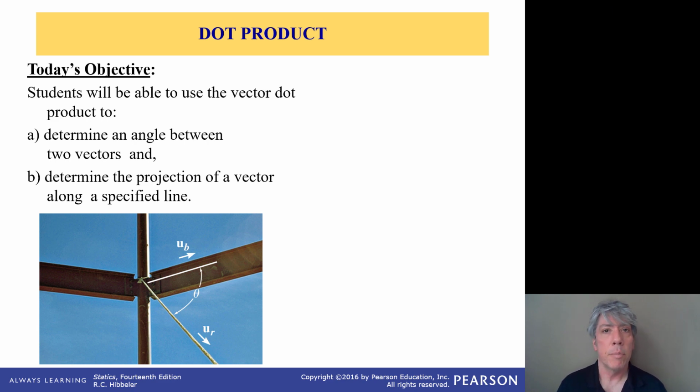It's very similar to multiplication, but it's not exactly the same thing. In fact, there's really two operations with two vectors that are similar to multiplication. There's the dot product and the cross product, but we're going to focus on the dot product today.